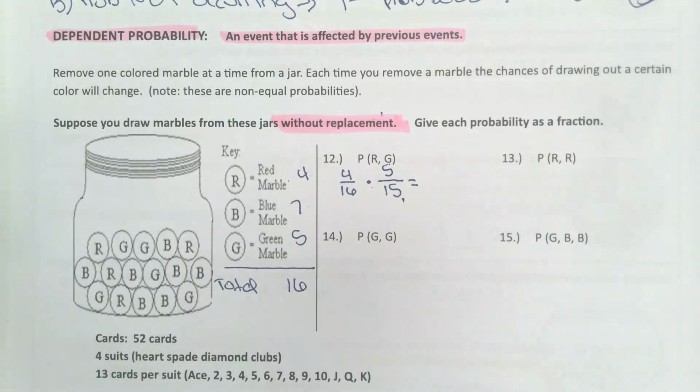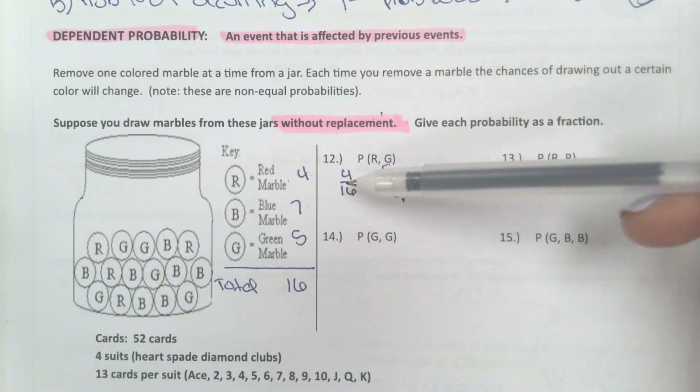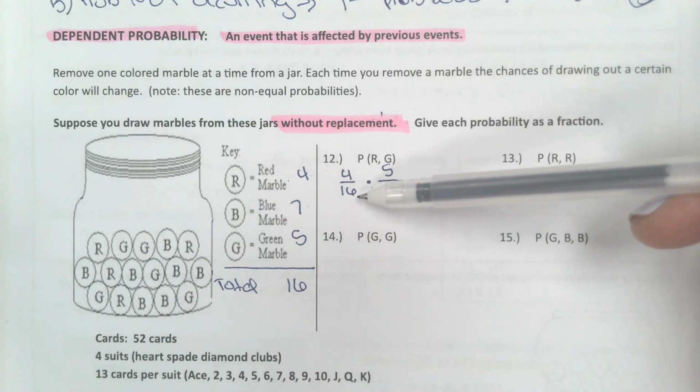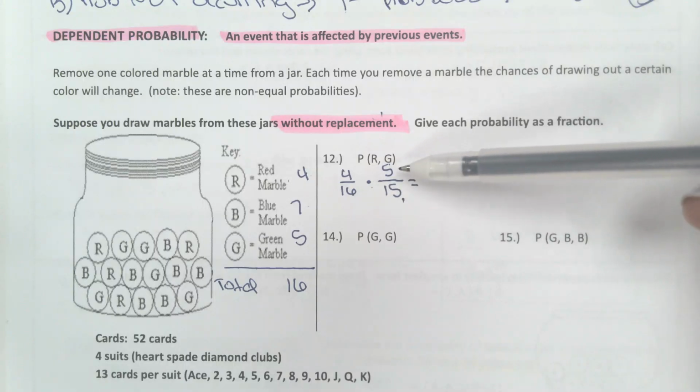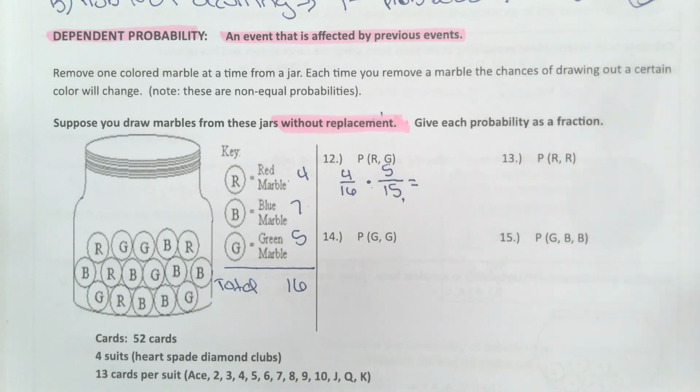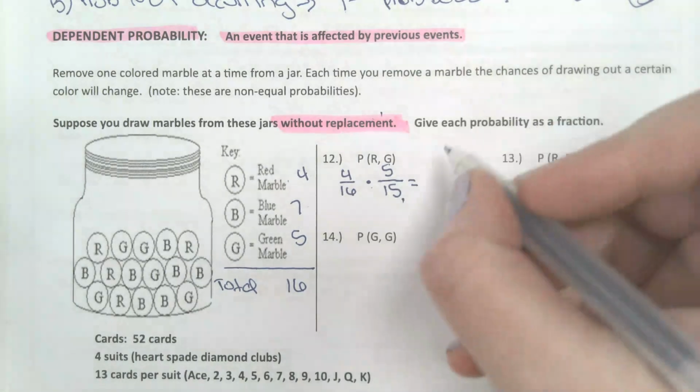I think this is an instance where I would probably just use my calculator. The ABC button is great for this one. I would probably go 4 ABC 16 times 5 ABC 15 equals, and that will give you a fully reduced fraction answer. What'd you get? 1/12.